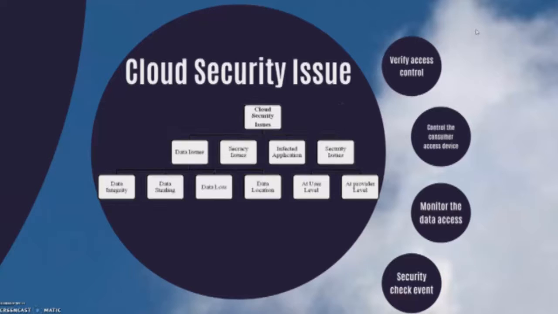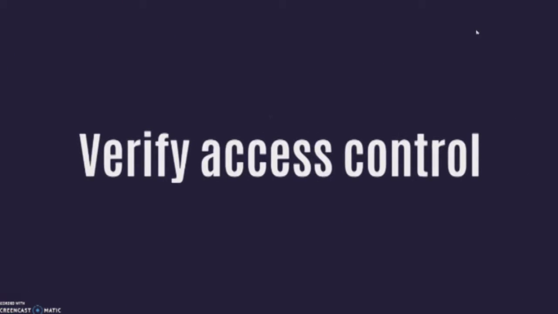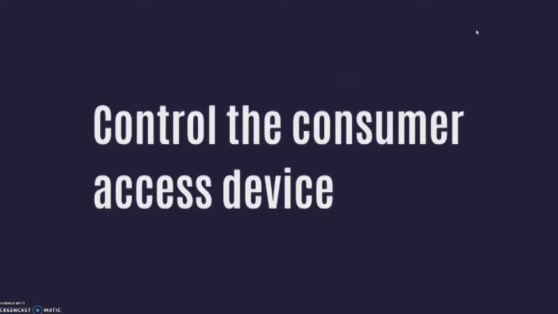Next, we'll move on to the solutions that can solve the security issues I mentioned. Looking at the right side of the figure, we have verify the access control, the consumer access device, monitor the data access, and security check event. Now we'll explain each one of them. The first one is to verify the access control. The data access control must be set up and then verified by the cloud service provider. The cloud service provider must ensure that only authorized users can access the user's data. This is to avoid the user's data being hacked. The consumer access device also must be controlled and secured from malware.